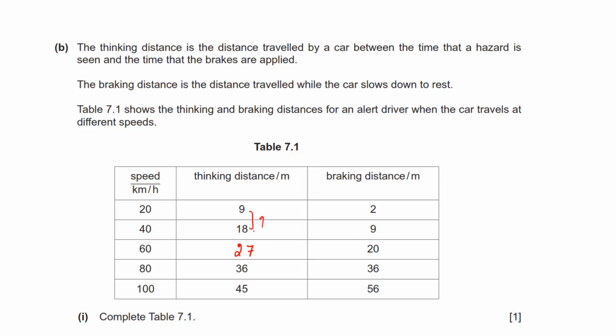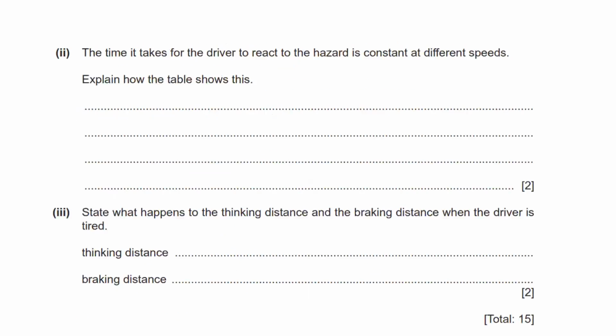You can always say the distance is 9, the difference is 9, the difference is 9. So yes, we are good. This is the right value, 27 in this case. It's always good to check it thoroughly and give it a little time so that you have this series of numbers correct, because if you don't, it will affect some of your values. Part 2 says the time it takes for the driver to react to a hazard is constant at different speeds. Explain how the table shows this.